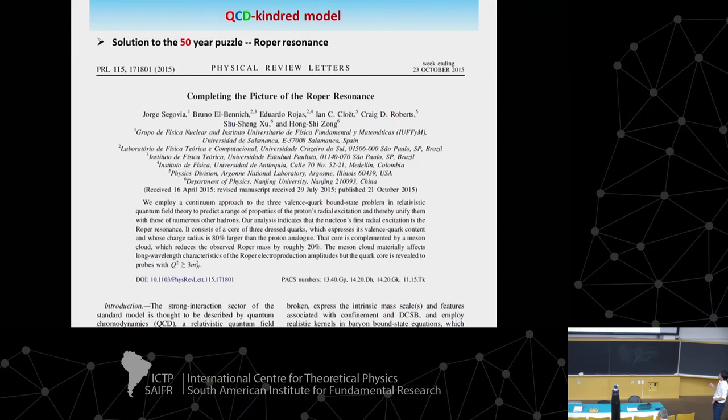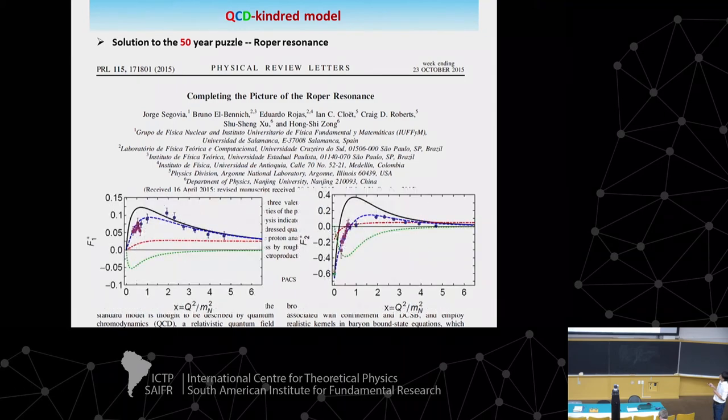In my point of view, the biggest success of this model is the solution of a puzzle, the Roper resonance. In this paper, they calculated the transition form factors of the nucleon to Roper, and they proved that the Roper is the nucleon's first radial excitation. One of the authors is here, Bruno.